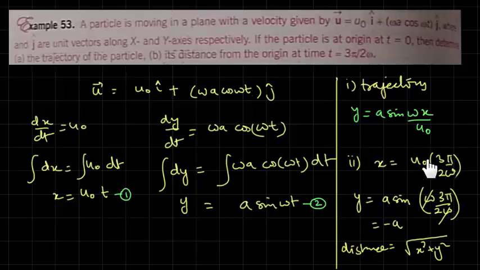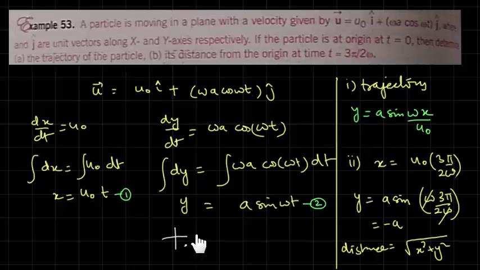x is u naught times 3π/2ω. What is y? y is equal to a sin ω times 3π/2ω. So ω gets cancelled out, and sine of 3π/2 is minus 1. So y is minus a. So if these are your coordinates, then x will be positive and y will be negative.